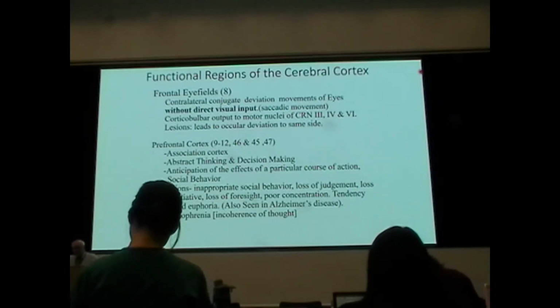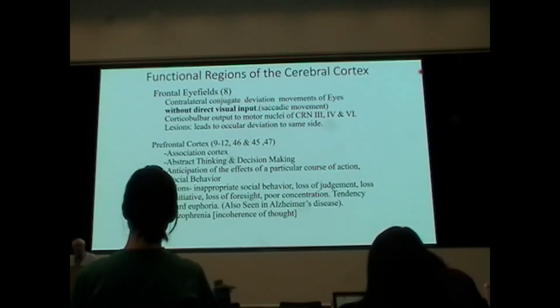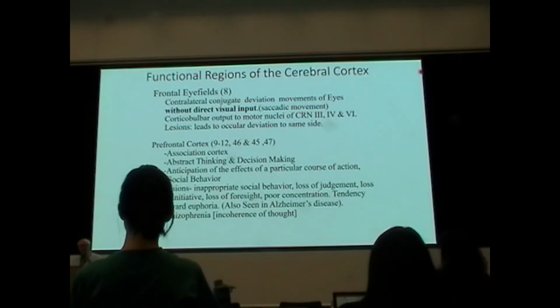Typically, if there is a lesion, because this is essentially coming from areas of the brainstem, this is a crossed pathway, but on this particular occasion, if there's a lesion, the deviation is to the same side as the lesion. So if the lesion was on the left, your eyes would be deviated to the left. If it was on the right, you would deviate to the right. And you would be blocked, or you would be able to get back.